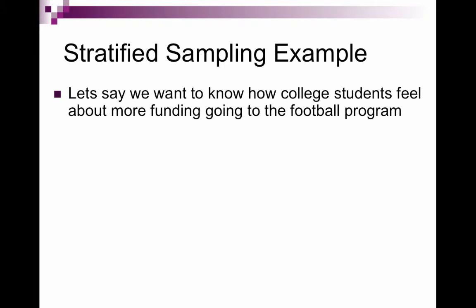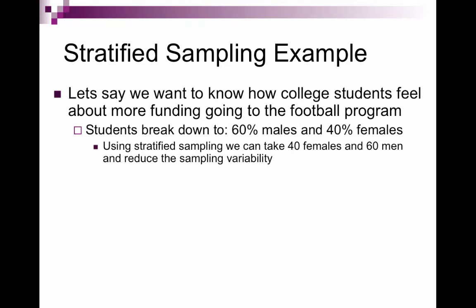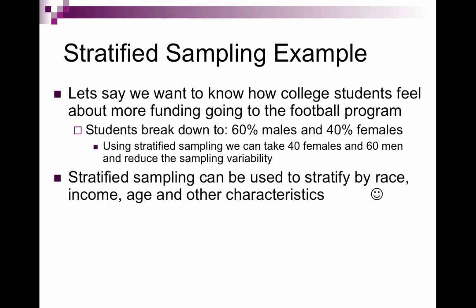So here's that example written out. Again, talking about the college students and how they feel about more funding going to the football program. If the student breakdown is 40% females and 60% males, then we would have 40 females and 60 males if our sample is 100 students, and that will help reduce the sampling variability. Again, a stratified sample can be used to stratify by race, income, age, gender, any other characteristic that you think may affect the results. So you only stratify if you feel that this population is going to feel different than this population.